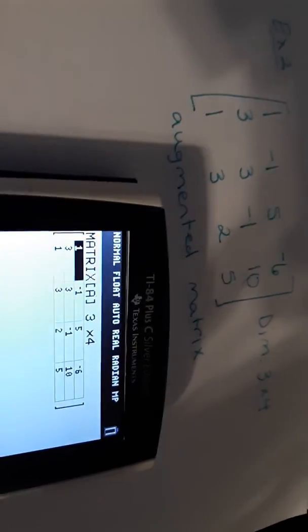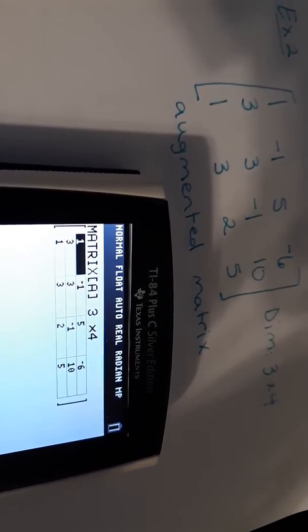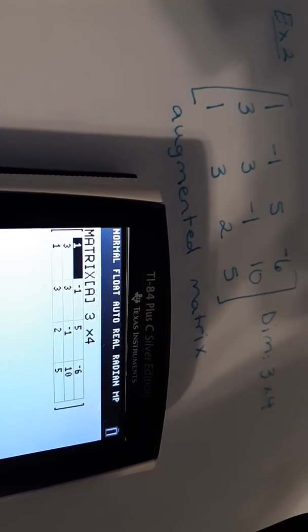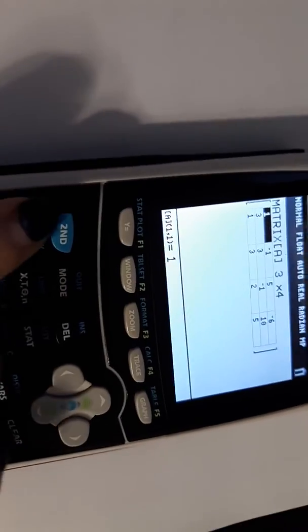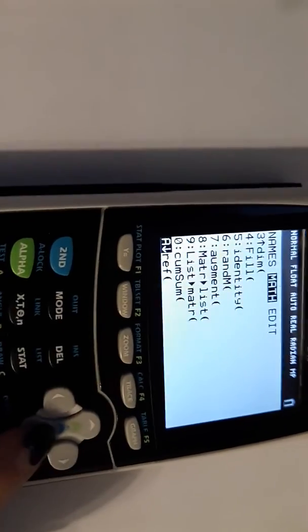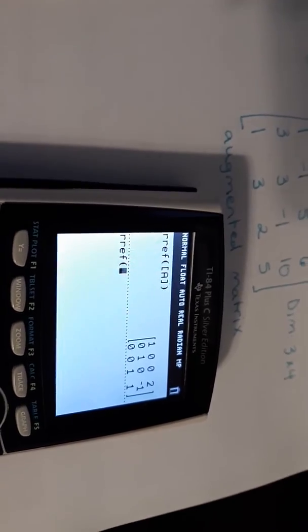And what I always do is before I exit the screen, I just double check that my numbers all match. They're in the right spots. The negatives are correct. I didn't mistype anything. And then you're going to push second mode or quit to get back to the home screen. Then second matrix. This time we're going to choose math. All the way down, down, down. We're going to use our down arrow to RREF. Hit enter.